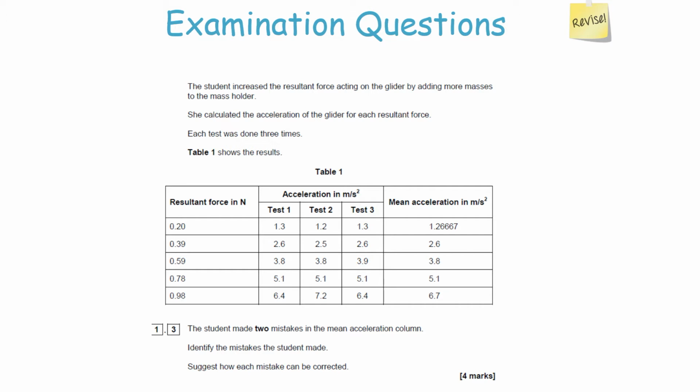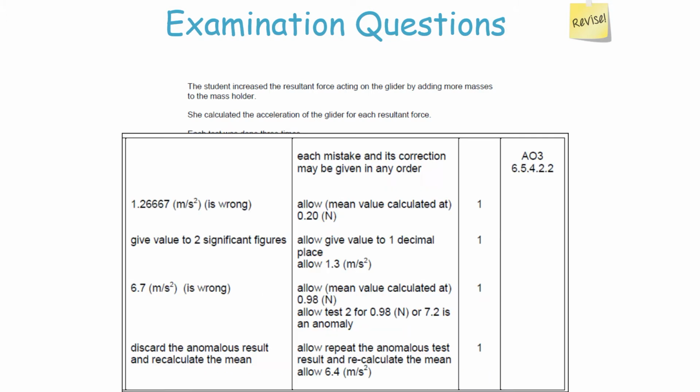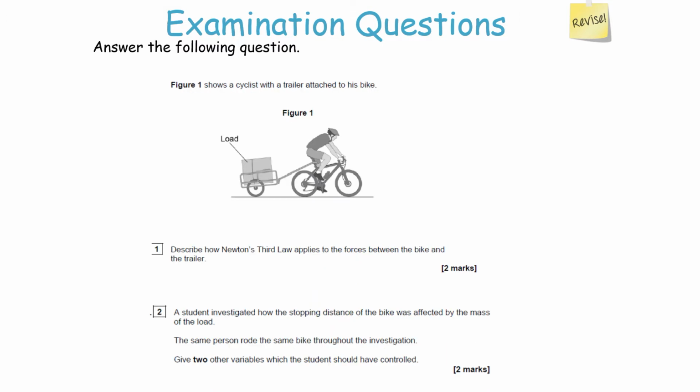But you can see from that value of 0.98 across is 6.7 that they've included that anomalous result in the mean calculation. It's always important that you check in any results table that the number of decimal places or significant figures is consistent in each column, and secondly that any anomalous results are discarded and are not used when you recalculate the mean. Let's look at the next question.